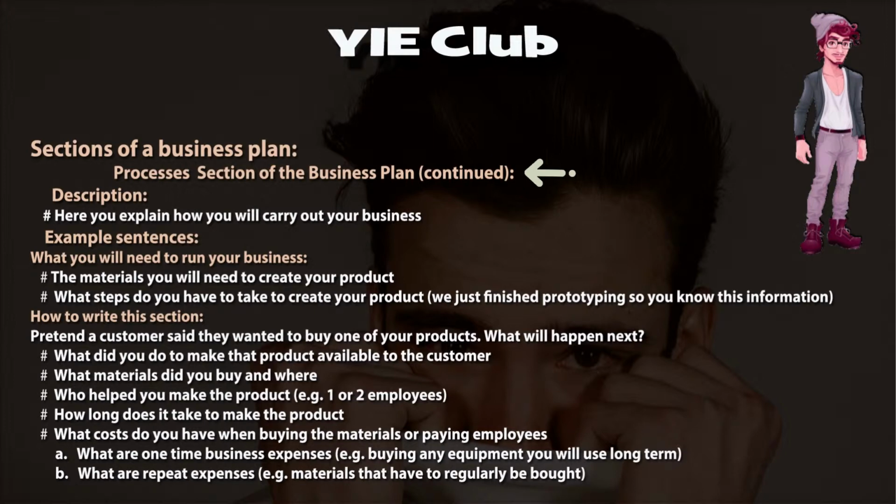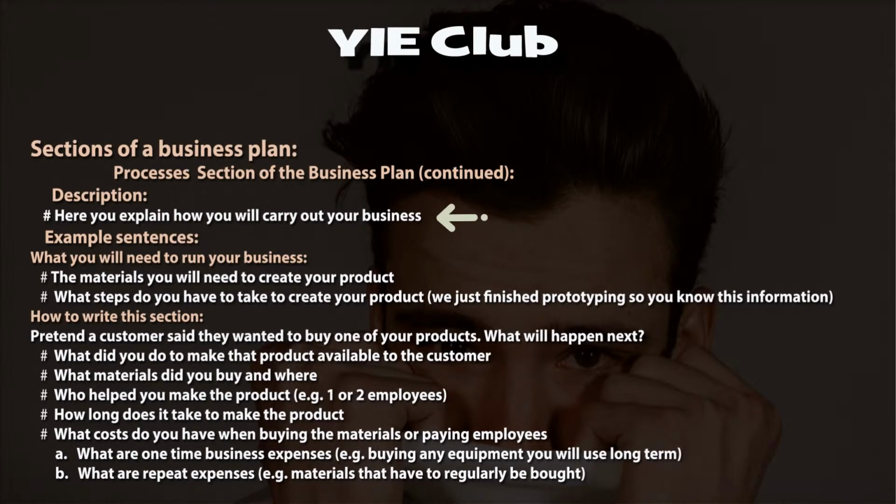The next section of the business plan is going to be the processes section. So in this section of the business plan, you're going to explain how you will carry out your business. So here are some examples of sentences that you can include. So you want to talk about what you will need to run your business. So you want to talk about what materials you will need to create your product or services and what steps you have to take to create your product. And so you just finished the prototyping section of the class, so you know this information.